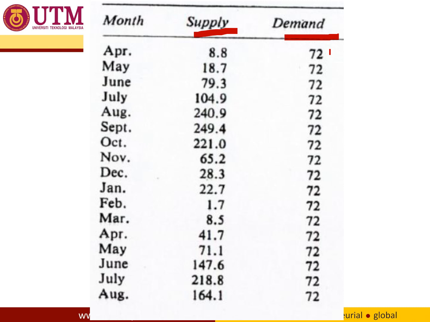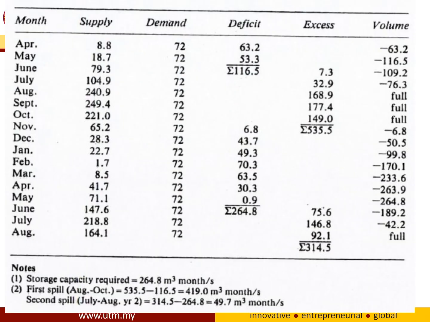You do not do the mass curve. You just compare the supply and demand, and convert it into excess and deficit. So we look into this. The excess and deficits are calculated monthly. So you have the supply record, you have the demand record. So what you do is just minus. You minus supply and demand. 8.8 minus 72. So if it is negative, then you call it a deficit. And deficit means it's not enough.